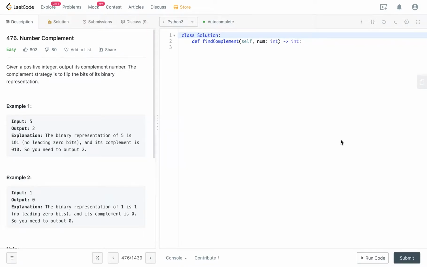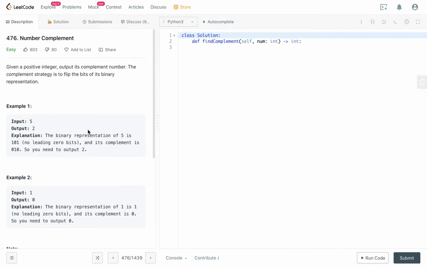Welcome to TechZoo. Today we're going through the 476 question on Leetcode, Number Complement. Given a positive integer, output its complement number. The complement strategy is to flip the bits of its binary representation. Okay, so we have to do it with binary manipulation.